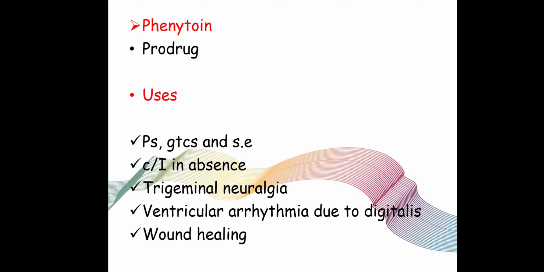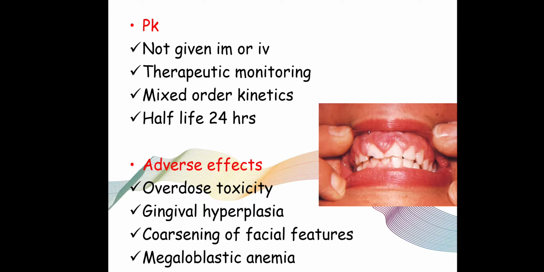In non-epileptic uses, it is used in trigeminal neuralgia, which is a nervous system related condition where the trigeminal nerve gets inflamed, and so it is used in its management. It is also used in ventricular arrhythmia which is due to digitalis. In that condition we have other drugs also, but phenytoin can be used, and it has also shown some role in wound healing, but not much use in that.